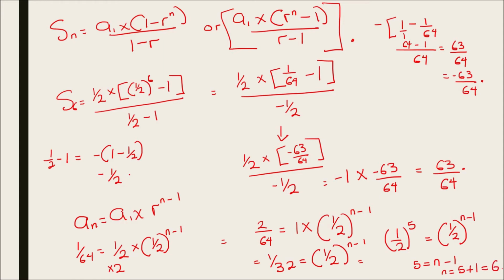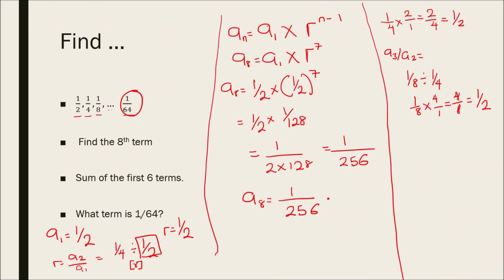I'm sorry, I have to use every single space now. Okay, so that's our sixth term. So 1 over 64 is our sixth term. The sum of the first six terms is 63 over 64, and our eighth term is 1 over 256. Awesome.